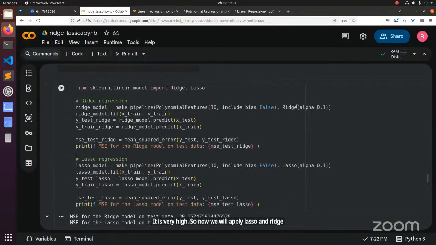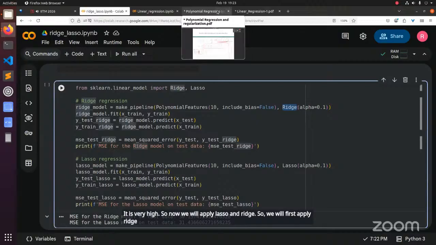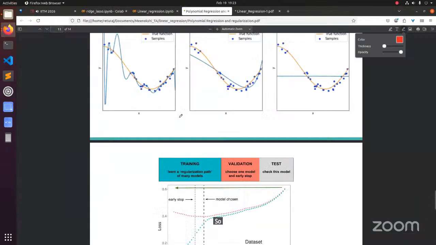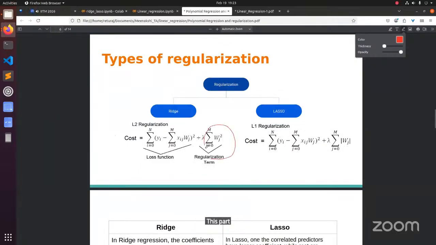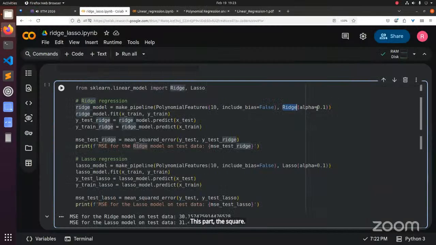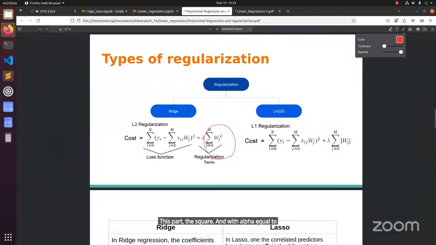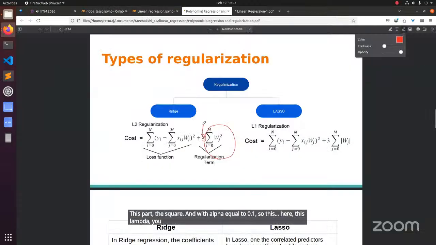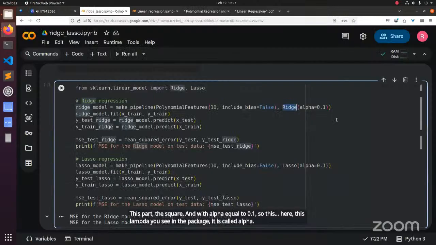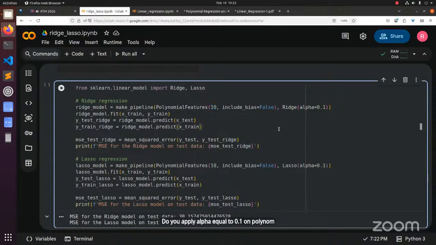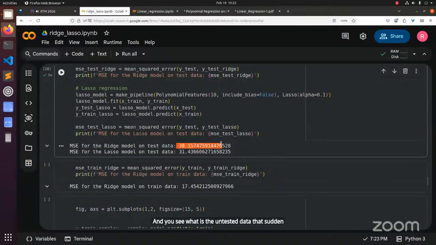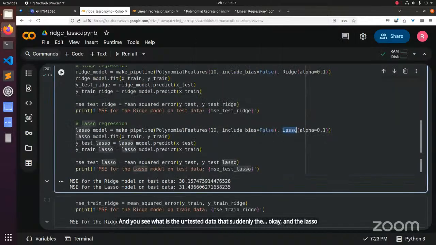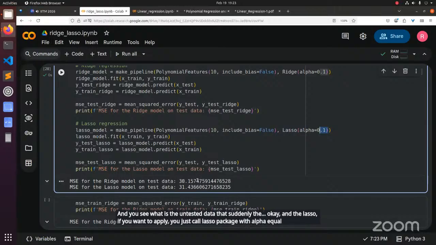We'll first apply ridge. So ridge is this part, the square term, and with alpha equal to 0.1. This lambda you see in the package is called alpha. You apply alpha equal to 0.1 on polynomial degree 10, and you see what the error is on test data. And for lasso, if you want to apply it, you just call the lasso package with alpha equal to 0.1, and you see both.